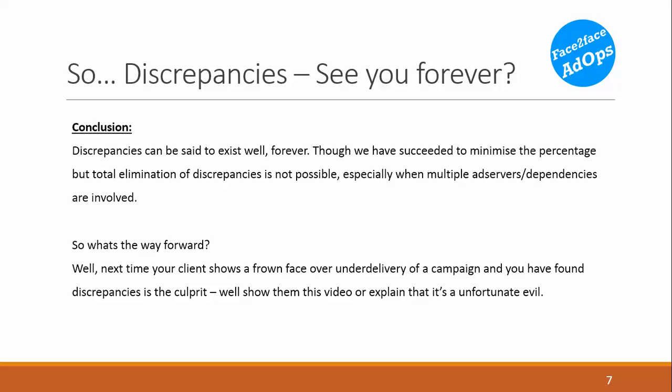So discrepancies, see you forever. Will it be there forever? Well, we can say it will be existing forever. Though we have succeeded in minimizing the percentage, total elimination of discrepancies is not possible, especially when multiple ad servers or dependencies are involved. So what's the way forward? Will we be taking into consideration that there will be a loss of revenue or loss of booked impressions for every campaign?